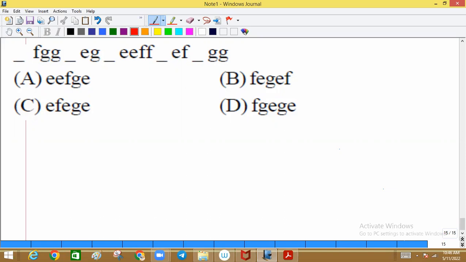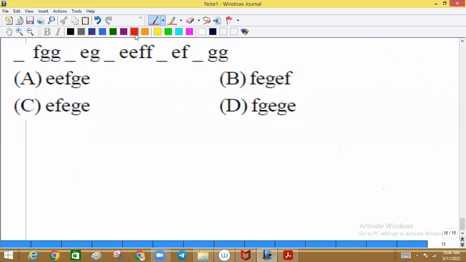See, whenever you see the question, don't try to divide immediately. Don't try to divide it. First of all, have a broad view of the question, have an overview of the question. How these letters are arranged, first observe. Then, if you feel division is a must, only then do the division.